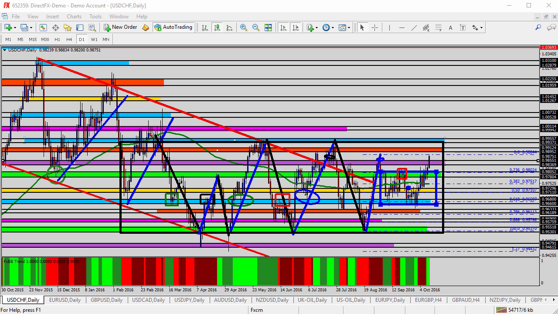Today we're going to be taking a look at the USDCHF, the US dollar versus the Swiss franc. There were no trades yesterday due to the bank holiday, so let's just get into it for the day, starting here on the daily time frame.